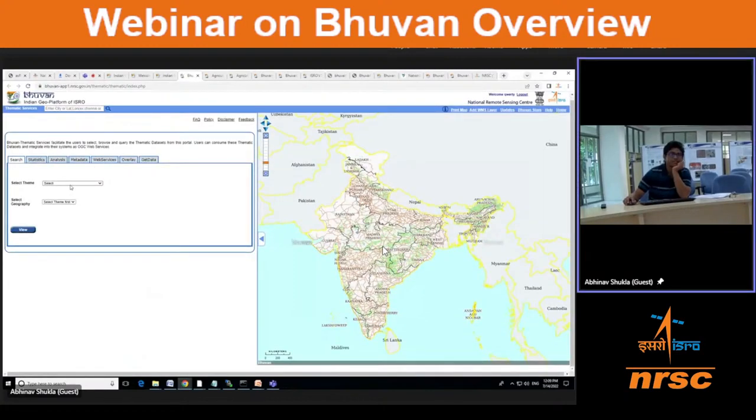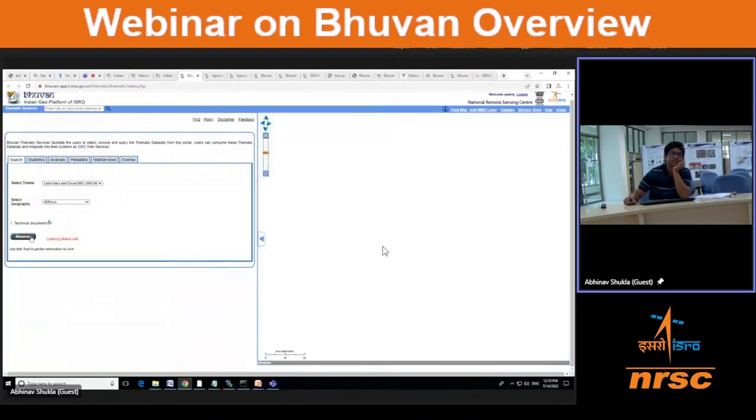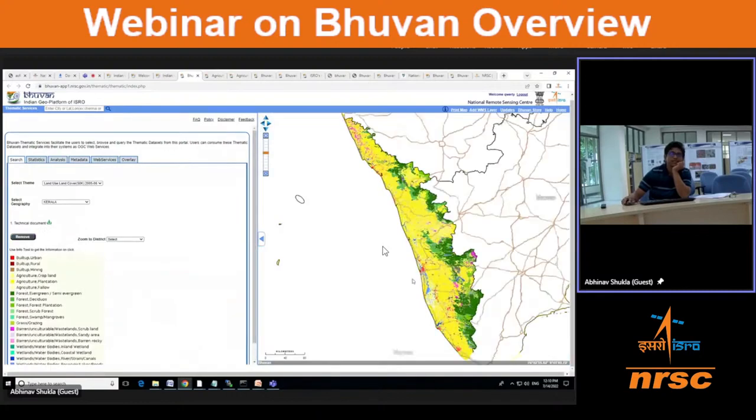In thematic services, we can select a theme here from the drop down. You can select land use land cover 50K. We'll select a state, Kerala. Preview. We'll get the land use land cover map 50K for Kerala. And the legend is shown here.